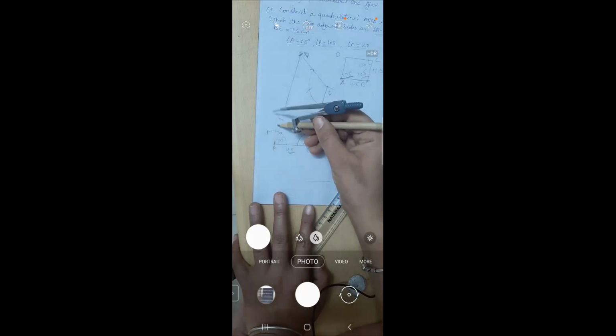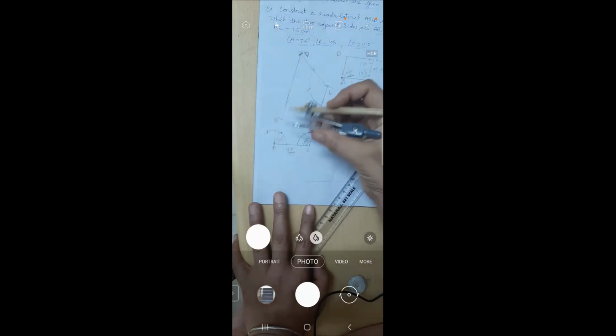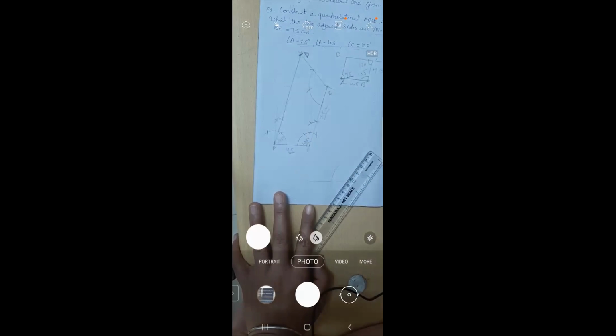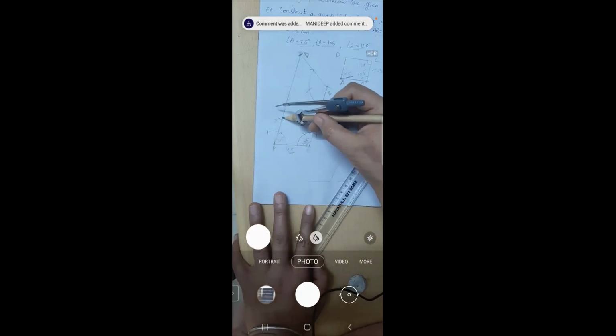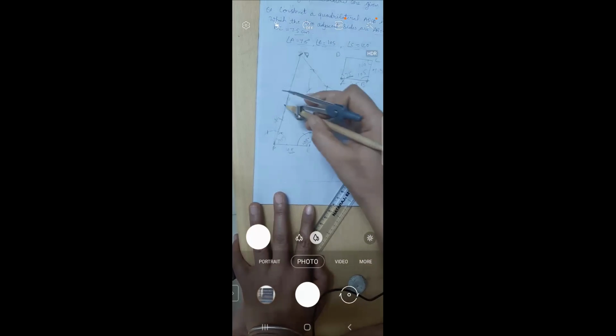Now from these two arcs, draw the 90 degree angle, and 75 will be between 90 and 60. So take the middle point of 90 and 60, you will get 75 degree angle. So this line will represent 75 degree. Now you stop here because we don't know how much will be the length of this line.